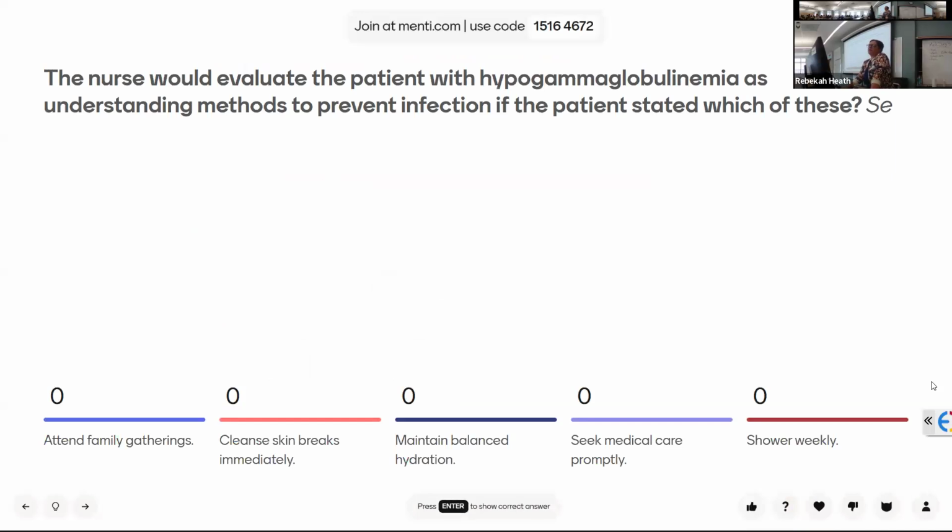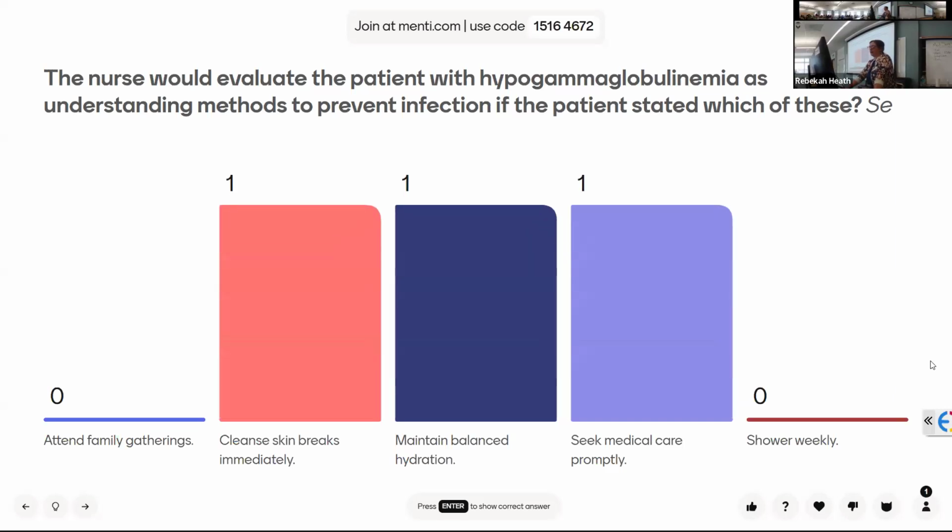All right, next question. The nurse would evaluate the patient with hypogammaglobulinemia as understanding methods to prevent infection if the patient stated which of these. So are we asking for true or false answers? True answers. So we say, what is true? Select all that apply.